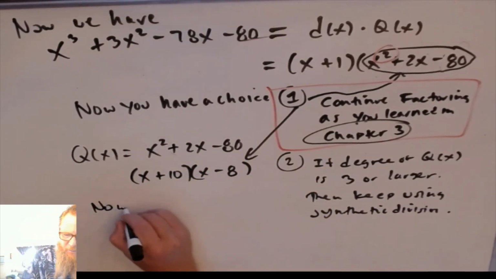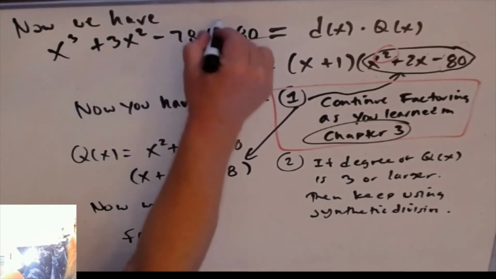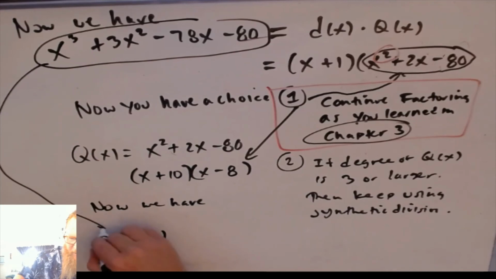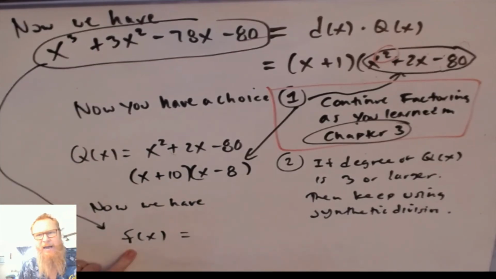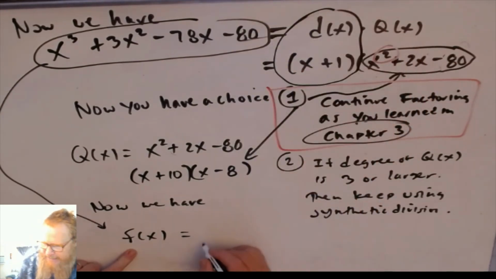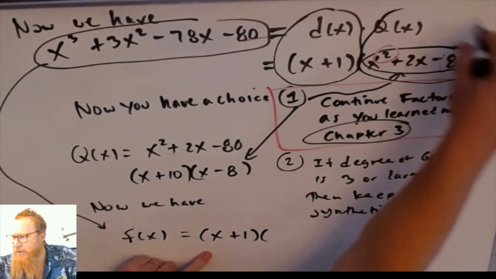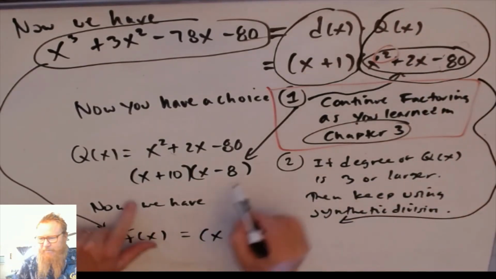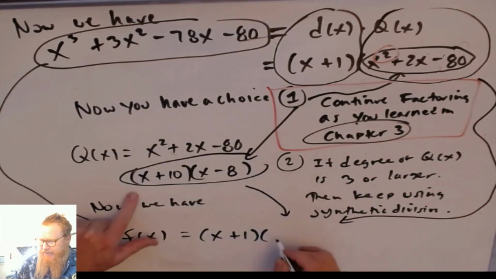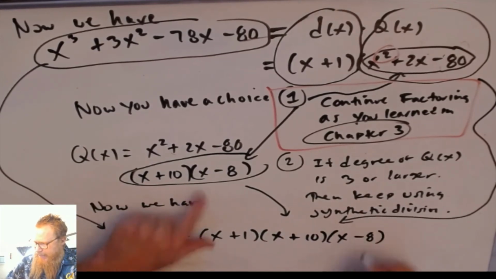So now we have f of x, which is the original polynomial. I don't even need to write it anymore. I can just write f is equal to d of x. Don't forget about d, x plus 1, times q. But q has been factored, and I don't care what order it's in, x plus 10, x minus 8.